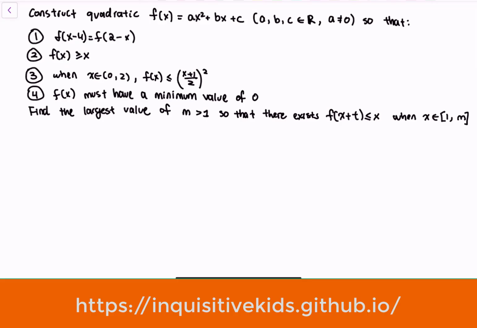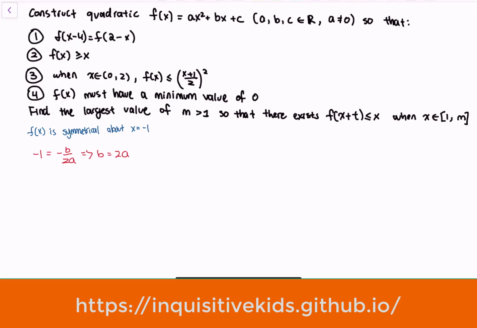The first condition says that f of x minus 4 is equal to f of 2 minus x. This is essentially saying that f of x is symmetrical about the line x is equal to negative 1. And since we're dealing with a quadratic, it means we're dealing with a parabola. The x value of the vertex of the parabola, now we know, is negative 1. And that is equal to negative b over 2a. So now we know that b is equal to 2 times a in our function.